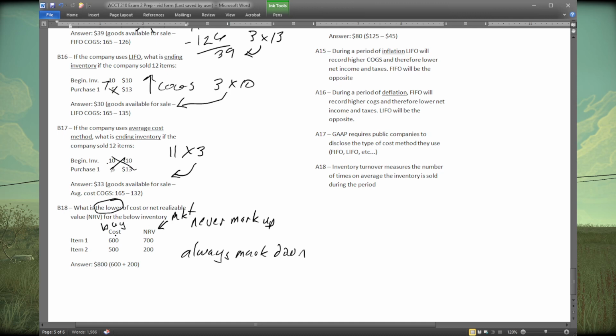So what I'm doing here is looking at these two numbers. Item 1, we bought it for 600. It's worth 700 now, but I'm using the lower value. Item 2, I bought it at 500. Now it's worth 200. I'm using the lower value. So these two add up to be 800.